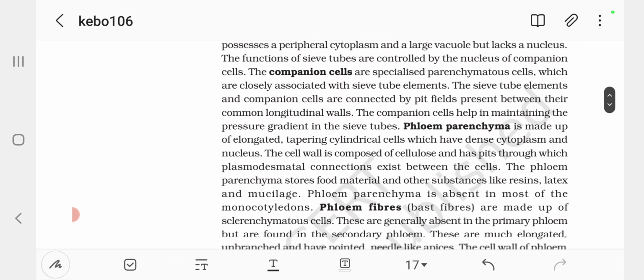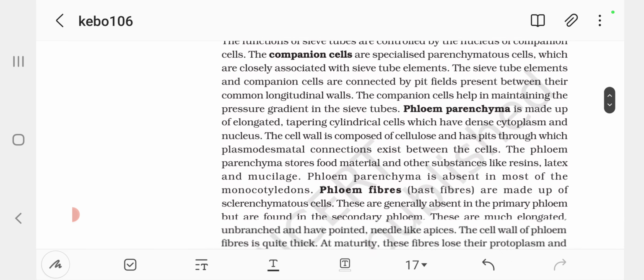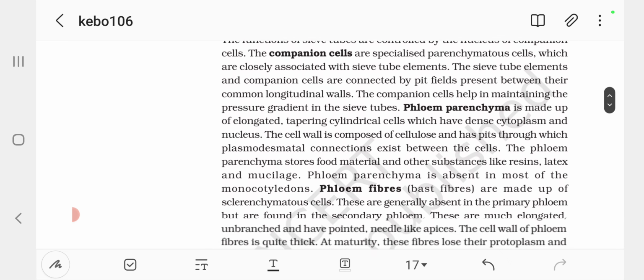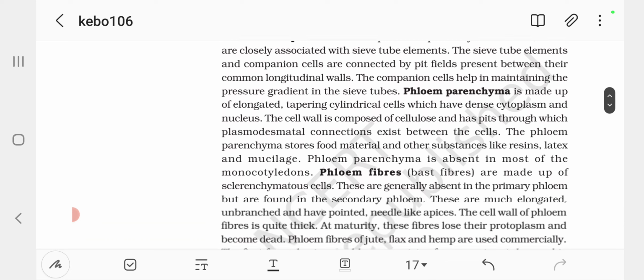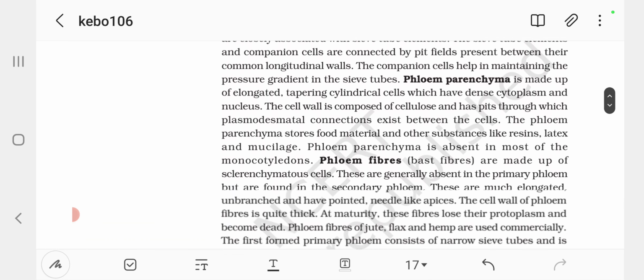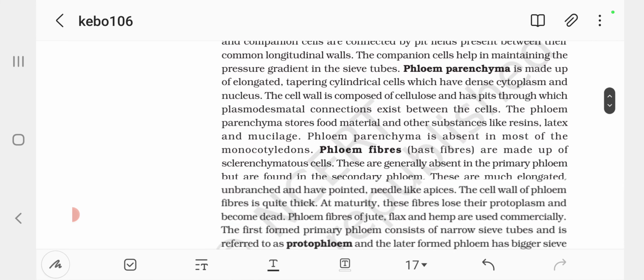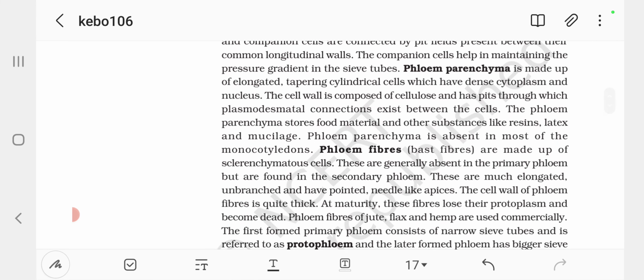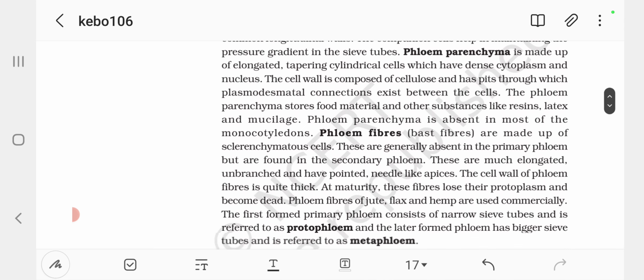The companion cells are specialized parenchymatous cells which are closely associated with sieve tube elements. The sieve tube elements and companion cells are connected by pit fields present between the common longitudinal walls. The companion cells help in maintaining the pressure gradient in the sieve tubes.